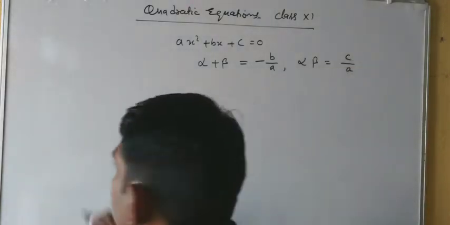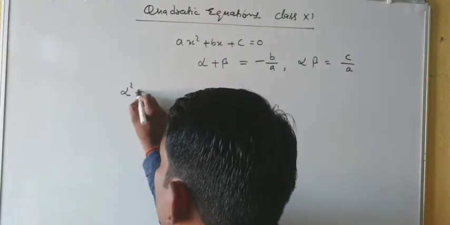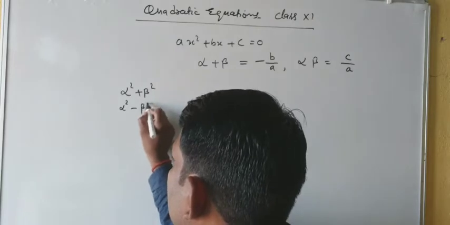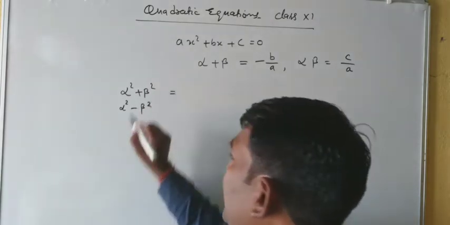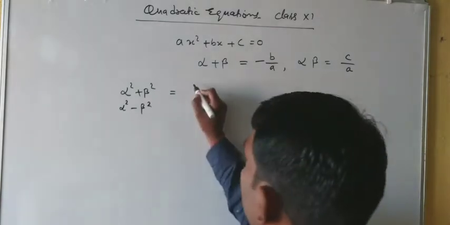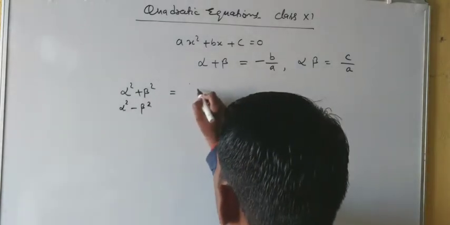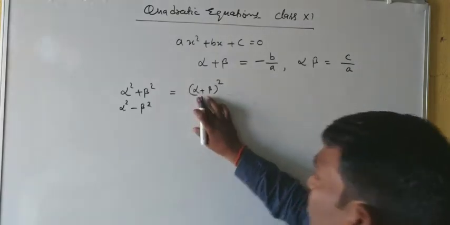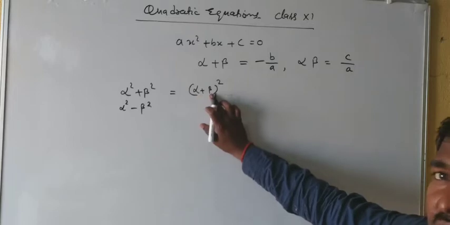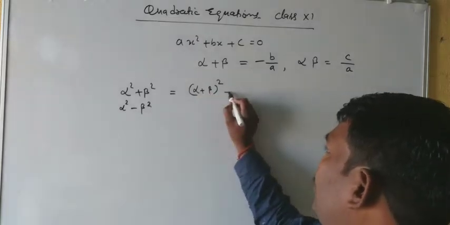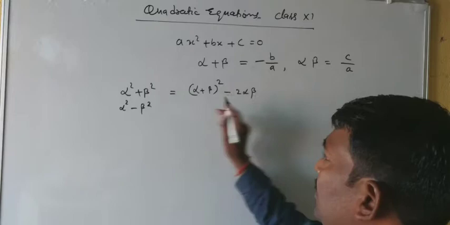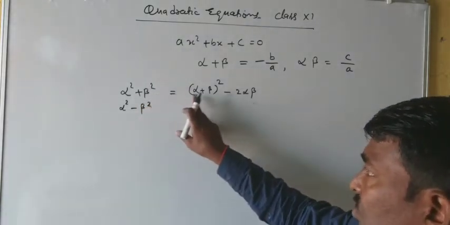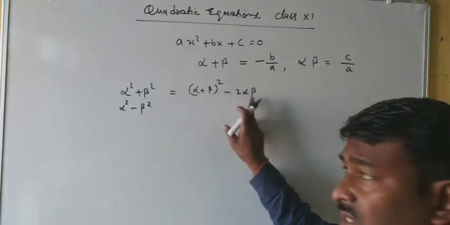Then how can you find some different values like alpha square plus beta square or alpha square minus beta square? Okay, so see, alpha square plus beta square, you can write it as alpha plus beta whole square. From here you will get alpha square plus beta square plus 2 alpha beta, and if you do here minus 2 alpha beta, then you can find this value or not. In this way, alpha square plus beta square is equal to alpha plus beta whole square minus 2 alpha beta.